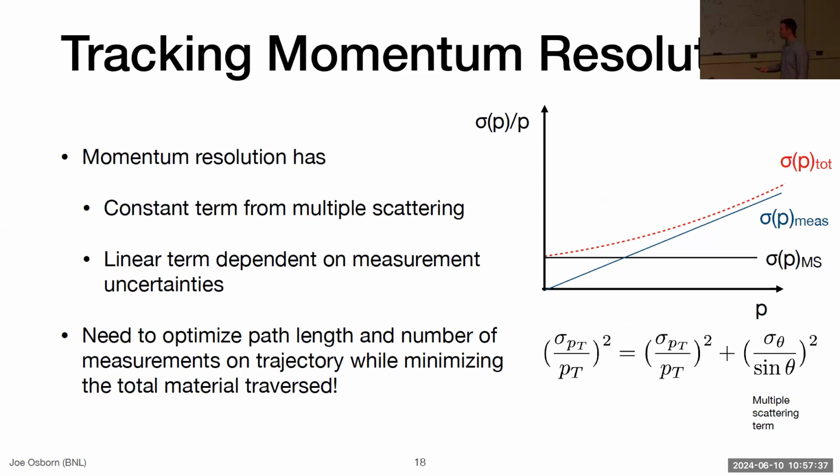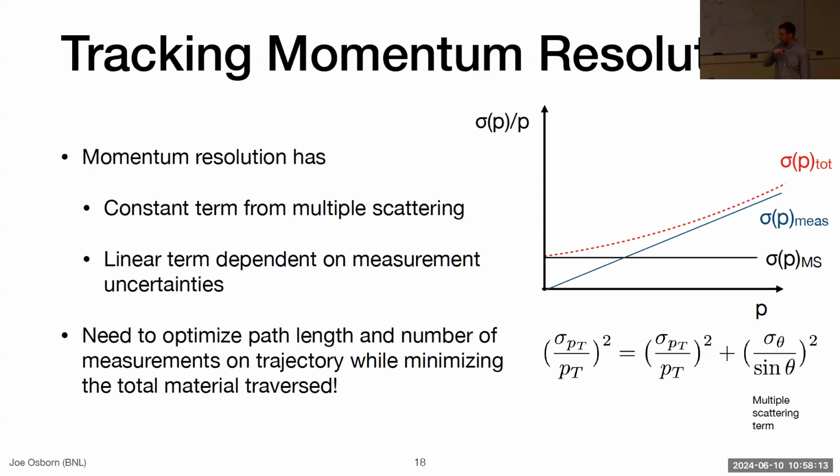So the momentum resolution of some experiment looks something like this. You have a constant term that is from multiple scattering. So you want to limit this as much as possible because that's really the baseline of your resolution. And then you have some linear term that's dependent on your measurement uncertainties. Again, we'll talk a little bit about this tomorrow, but when you read out some signal, that is an estimate of the location of a particle at one fixed place. There is some uncertainty to how well you can actually measure that. So that factors into your overall track momentum resolution.